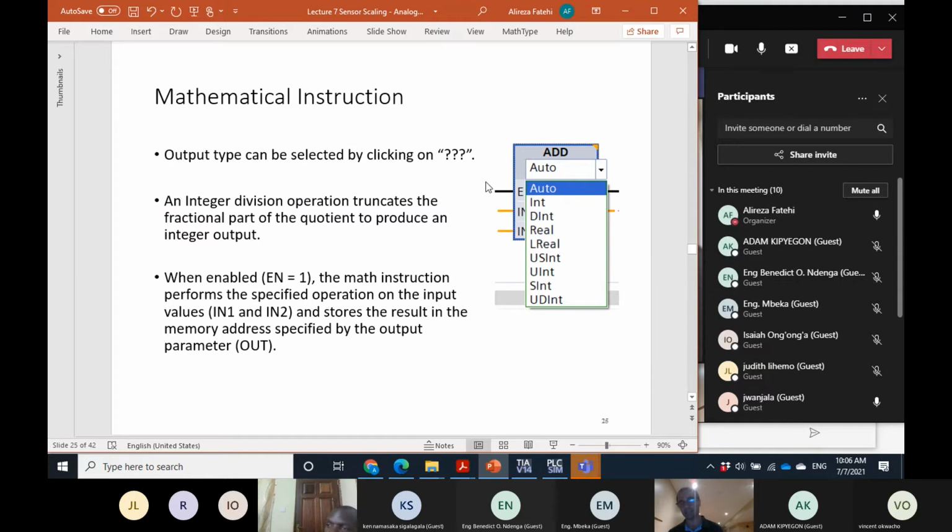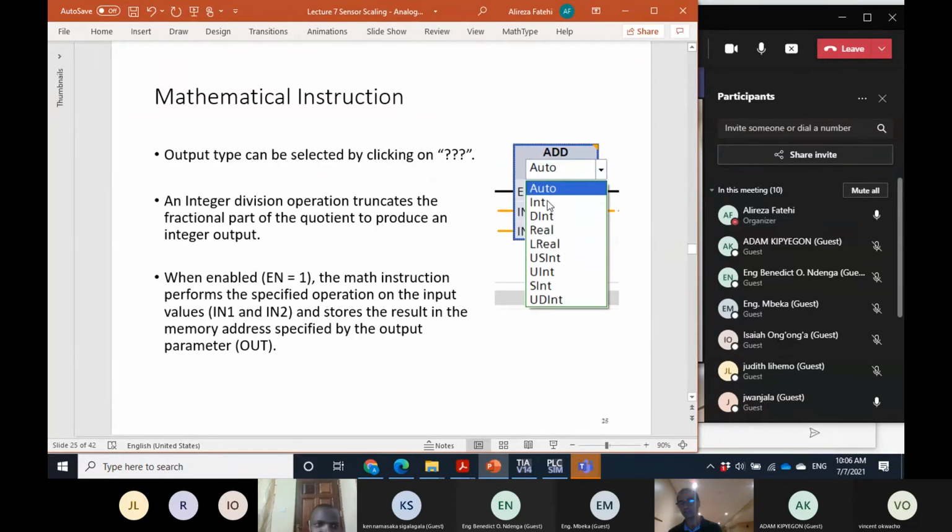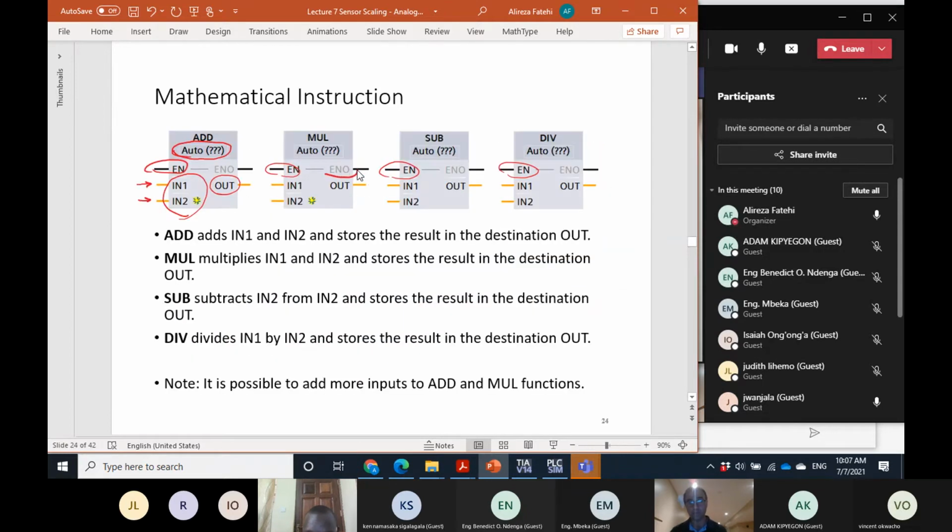As I mentioned, you can select the type of the output by clicking simply on those question symbols. Then you can select the output to be a real type, integer type, and so on. Sometimes if there's a conflict between the types, it may give you an error, and then we should select properly. But many times we don't need to select it, the auto is sufficient for us, but we can select.